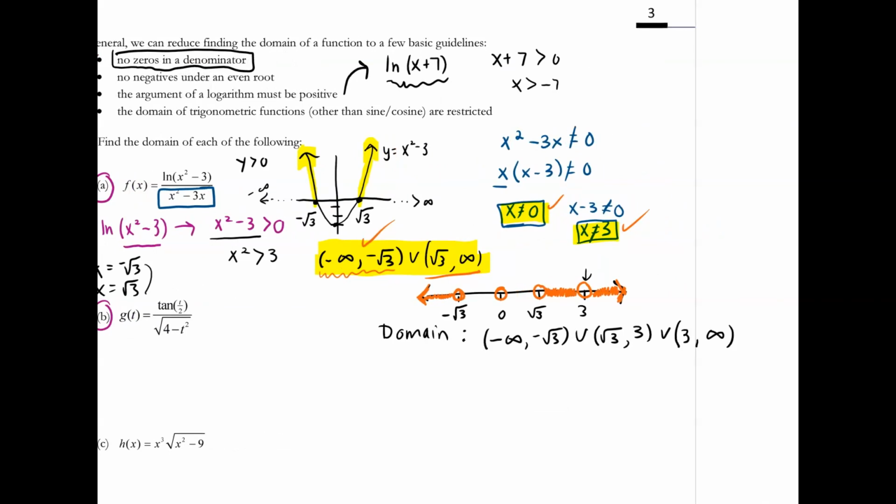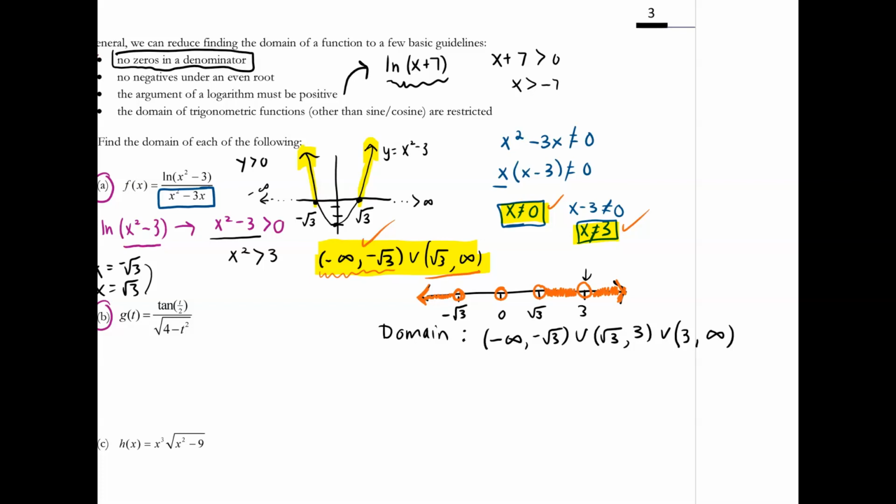So when we read this, we can see where these interruptions are. There's a big chunk of the number line right here where that function does not exist. And when we see that 3 is the boundary in two places here, that just tells us that x cannot equal 3. So that's the domain for A, for f of x.